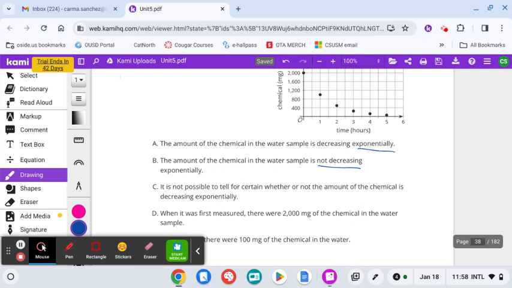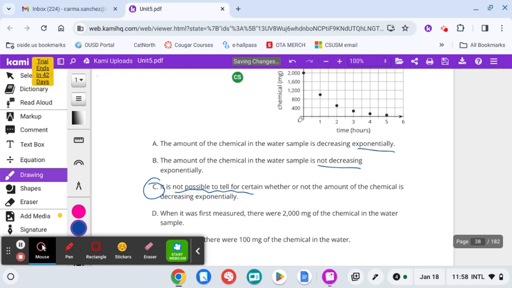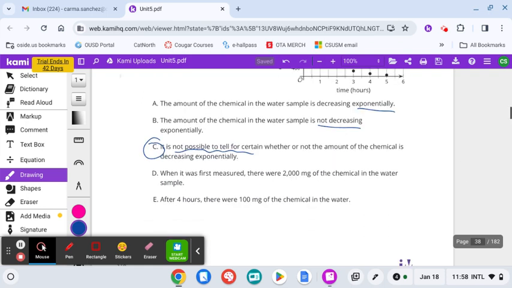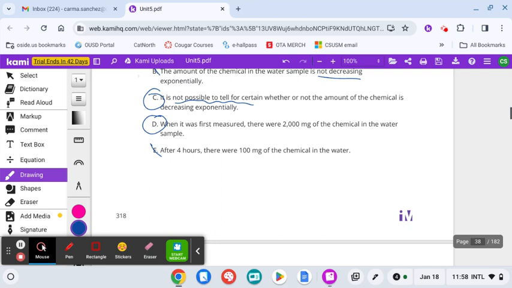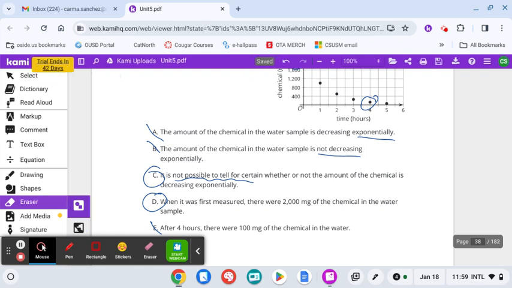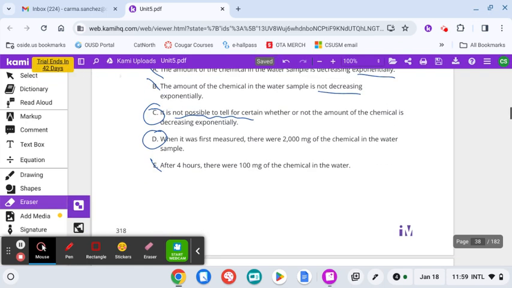So this one, though tempting to say part A was the answer, part C is actually the answer because it is not possible to tell for certain. Be careful with that. Part D, when it was measured, there were 2,000. Yep, that's the other one that is true. And these are no. After 4 hours, there were 100 milligrams. That also looks tempting, but we can't know for sure. So we do not choose part E.